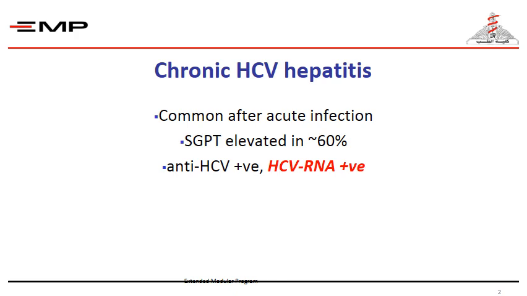We are going to discuss chronic viral hepatitis. Chronic hepatitis due to hepatitis C virus is common after acute infection, where patients present with elevated SGPT in about 60% of patients, with anti-HCV antibody positive. Hepatitis C virus RNA is also positive.